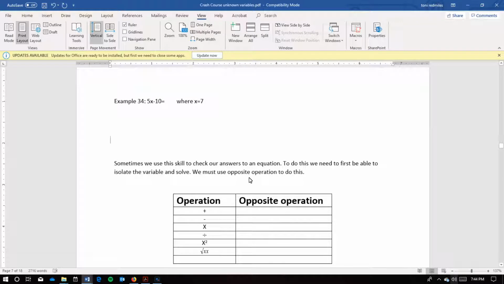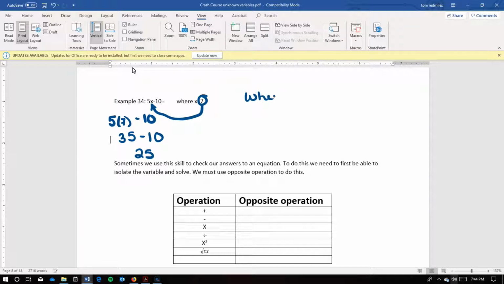Give me some more room. In this one where I see an x, I'm going to put a 7 in. It's very important that I keep this in parentheses just in case it means multiplication, which it does happen to mean in this particular case. So when I take 5 times 7, I get 35. And if I minus that 10, I get 25. So when x equals 7, the output will be 25. So only when x is 7 will it be 25. If I say x is 2, we get a completely different output.